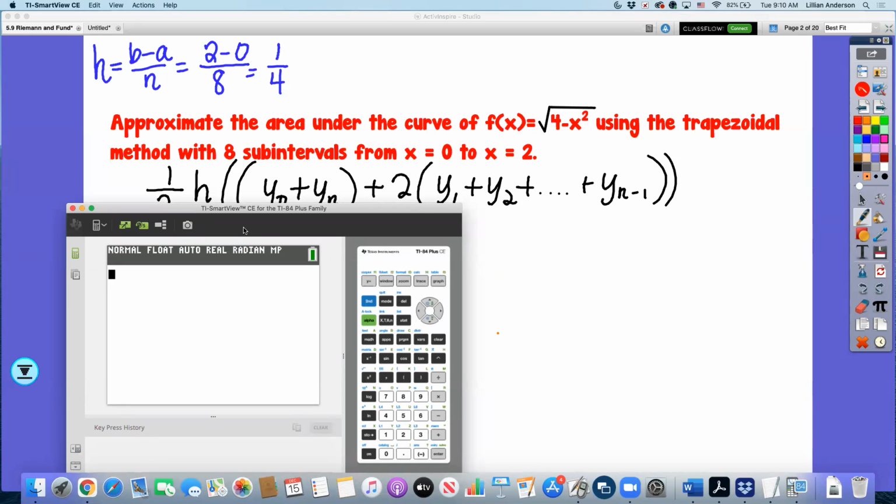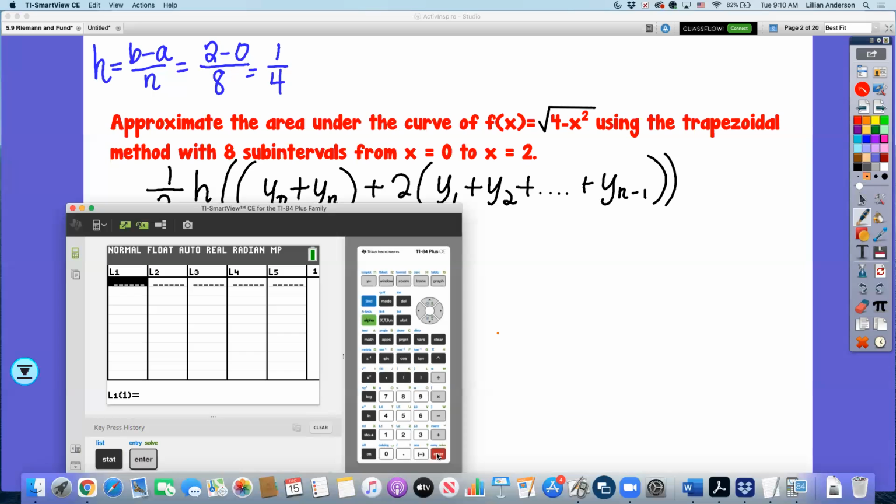Y'all remember the buttons I pressed? Yes. Stat, enter. And the keystroke history is showing up down here at the bottom. New computer, new program, so hopefully you ain't throwing nobody off.